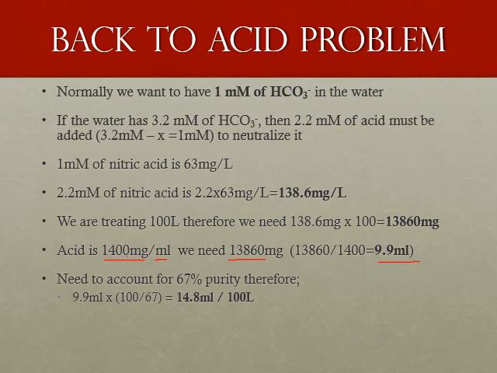So that means we need 9.9 milliliters of acid, but the acid's only 67% strong, which means we have to correct by multiplying by 100 divided by 67, which corrects up to 14.8 milliliters in 100 liters. If we added 14.8 milliliters of acid to 100 liters, with 3.2 millimoles bicarbonate, after the reaction happens we're left with 1 millimole final, and the water is corrected. So there it is. You can review those slides to help you do the math in preparation for your quiz.